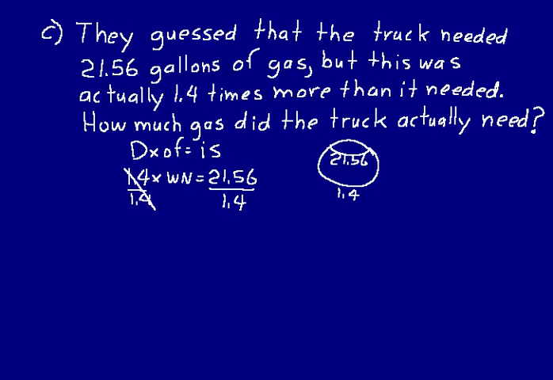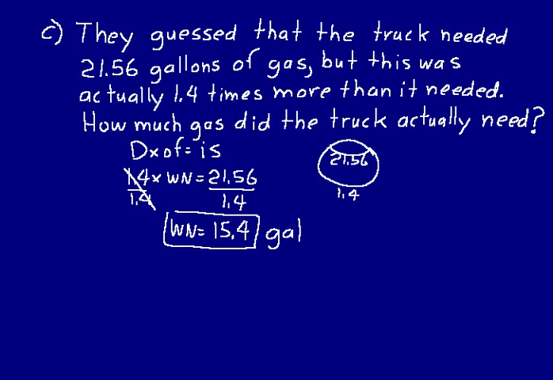21.56 divided by 1.4, that equals 15.4. So that's how much gas was actually needed, 15.4 gallons. We don't have to write the units down on this, but it doesn't hurt to do it. It's just a good idea to write units whenever you have them.